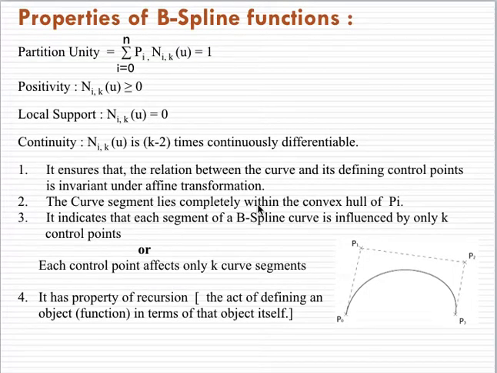The properties of these B-spline functions are as follows. The first property ensures that the relationship between the curve and its defining control points is invariant under affine transformation.